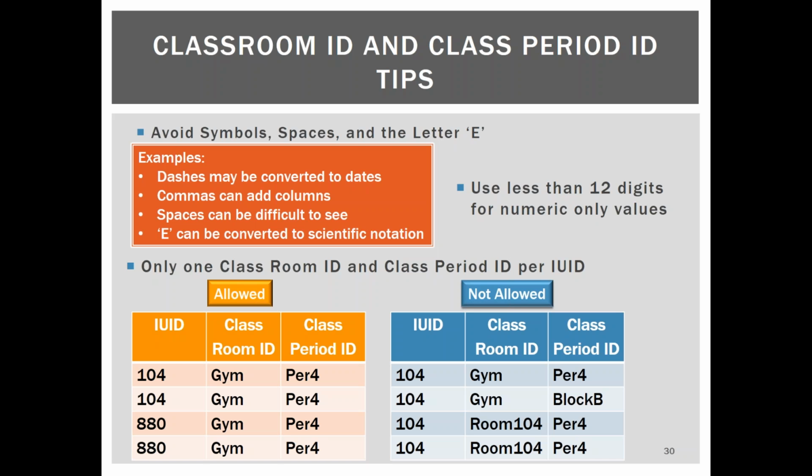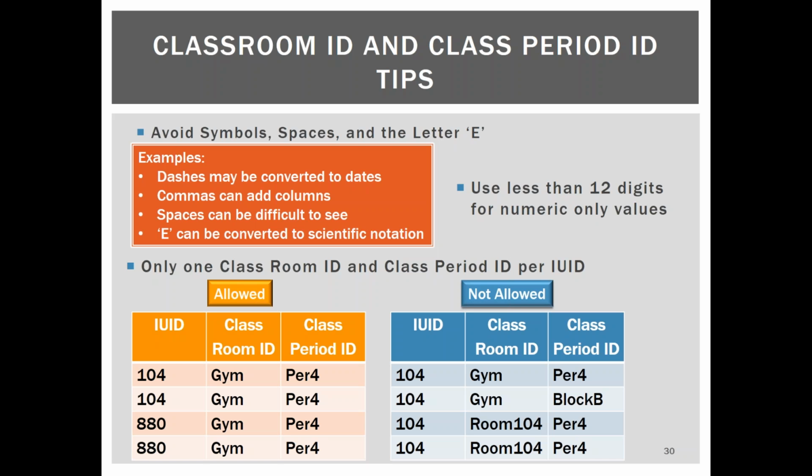As a rule, only one classroom ID and class period ID can be used per IUID. As you can see over here in the yellow that says allowed, we have IUID 104 and 880 in the gym during period 4. This is showing us that there are two different IUIDs being taught in the same class. Let's say you have a combined 9th and 10th grade gym class together. They have two different sets of content, which is why they have two different course codes and two different IUIDs. But it's one class, you're teaching them all together, it's got one teacher. So the classroom ID could be the same and the class period ID could be the same.